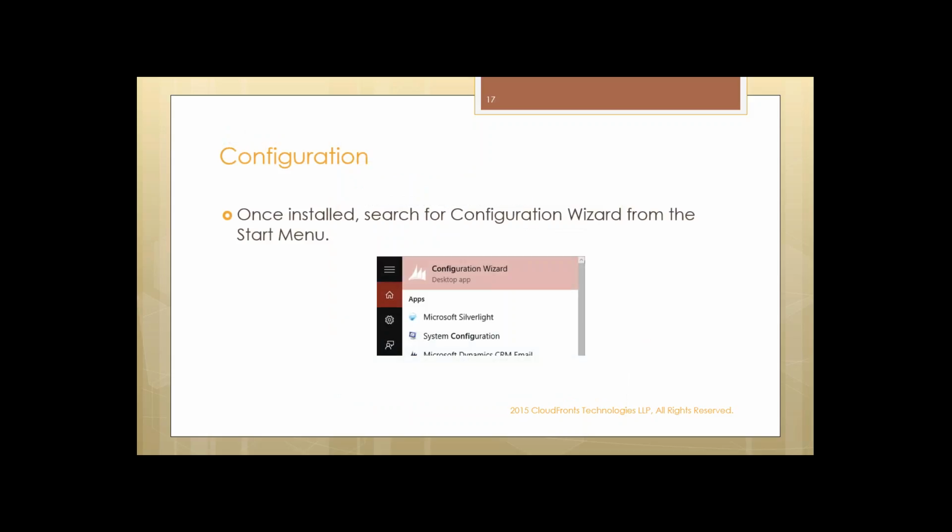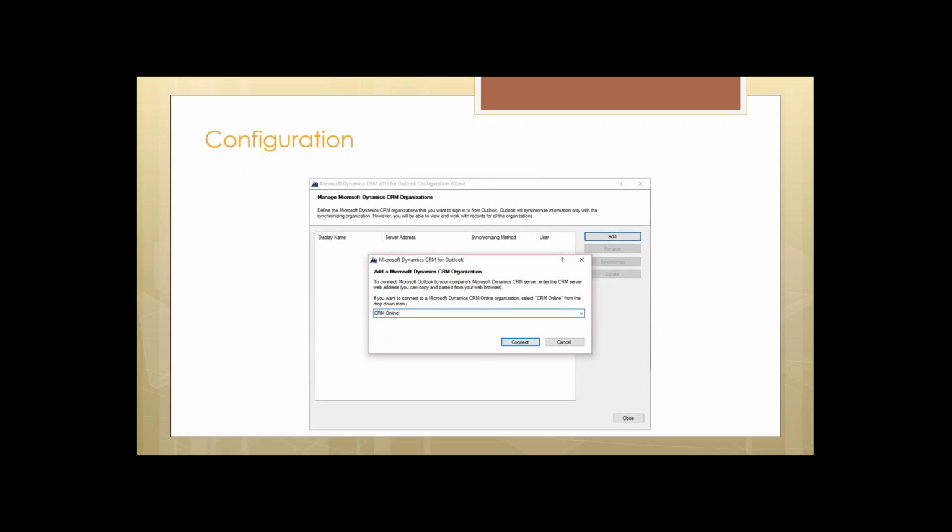But now you would need to configure it for your organization using your credentials. The first thing you have to do, once it's installed, is search for the configuration wizard from the start menu. As shown in the screenshot, you can search for the configuration wizard and run that application. This is a one-window application.